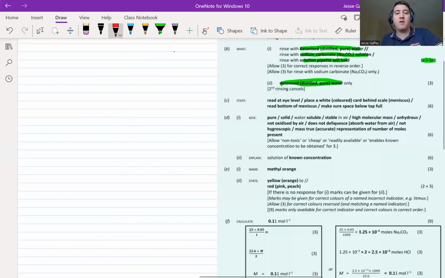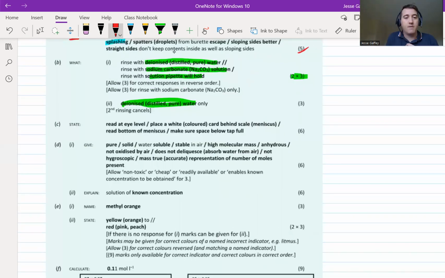Okay, let's check the possible answers here. Read at eye level, that would have got you the marks. If we place a white colored tile behind, so when you're reading the burette, you place a piece of paper behind so you have a white background to read the numbers better. That's not really one I would think of. Reading at eye level, I would. Read at the bottom of the meniscus will get you the marks. So eye level or bottom of the meniscus, both of them get you the marks.